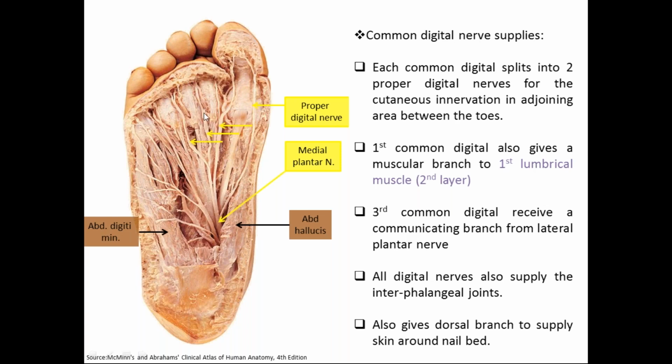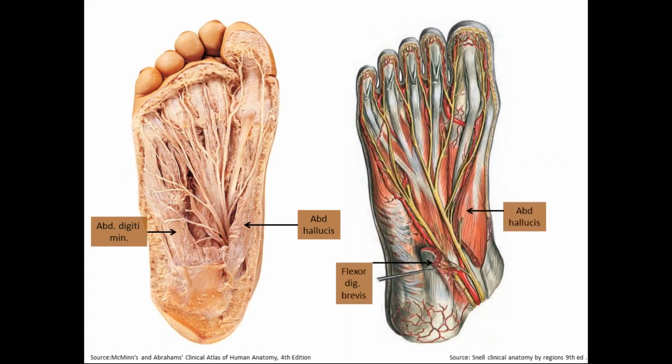Now all these common digital nerves, when divided into the proper digital nerves along with the cutaneous innervation, give some branches to the interphalangeal joints to supply those joints as articular branches. They also give cutaneous innervation towards the dorsal aspect. If you look at the dorsal aspect, this is the plantar aspect. So if you look at the dorsal aspect, the nail bed of three and a half toes, or the skin around the nail bed, is going to be innervated by these proper digital nerves, which are coming from this medial plantar nerve.